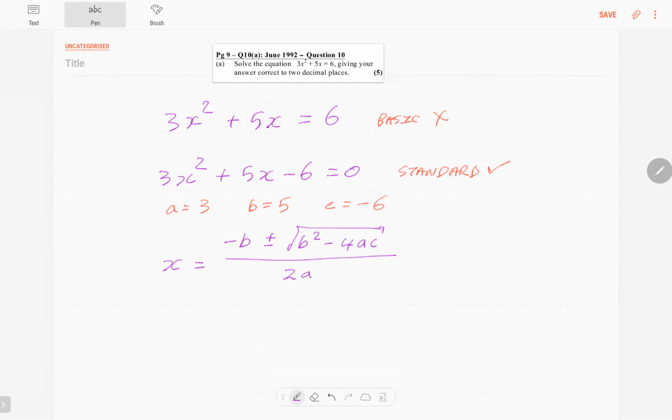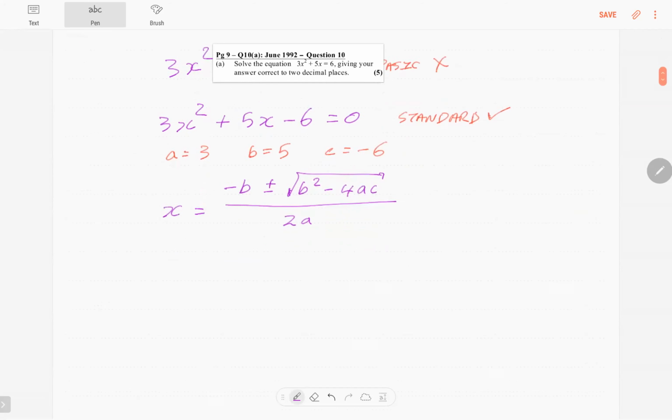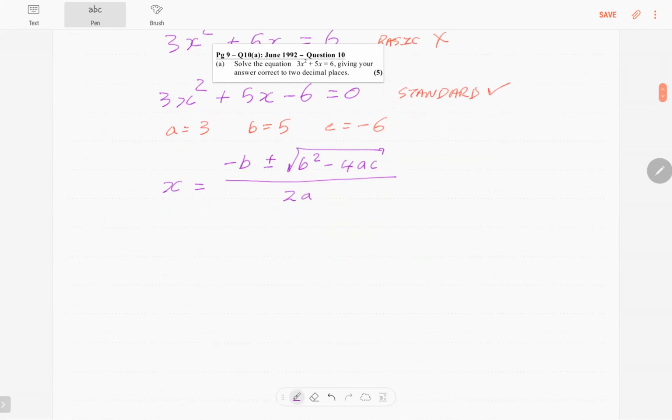And remember, once a quadratic equation question is telling you how accurate you must give the answer, give your answer to 2 decimal places or give your answer to 3 significant figures, once it says something like that, don't even bother trying to factorize it. You run into problems. All right? So we're going to drop the values in now and we'll be good.